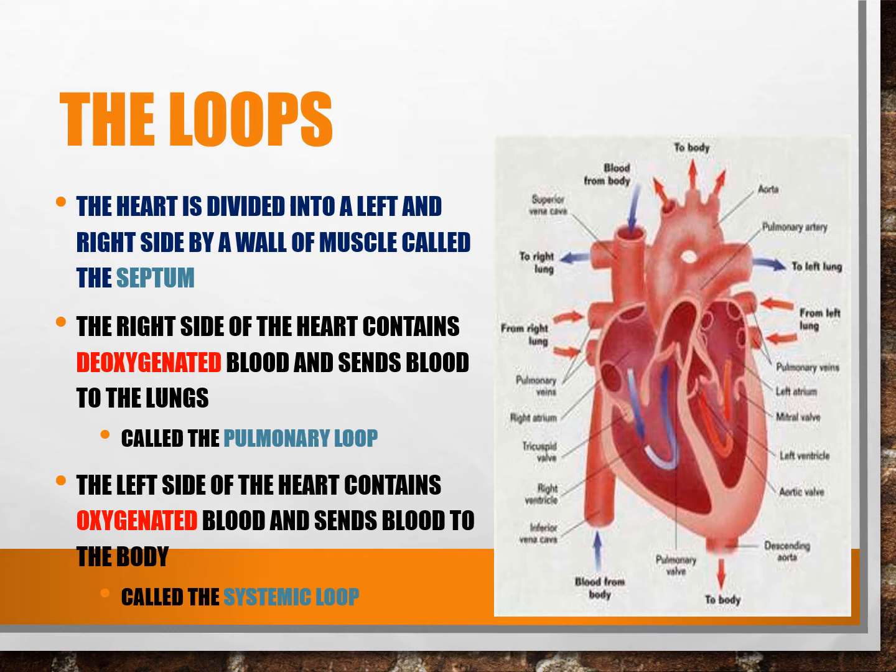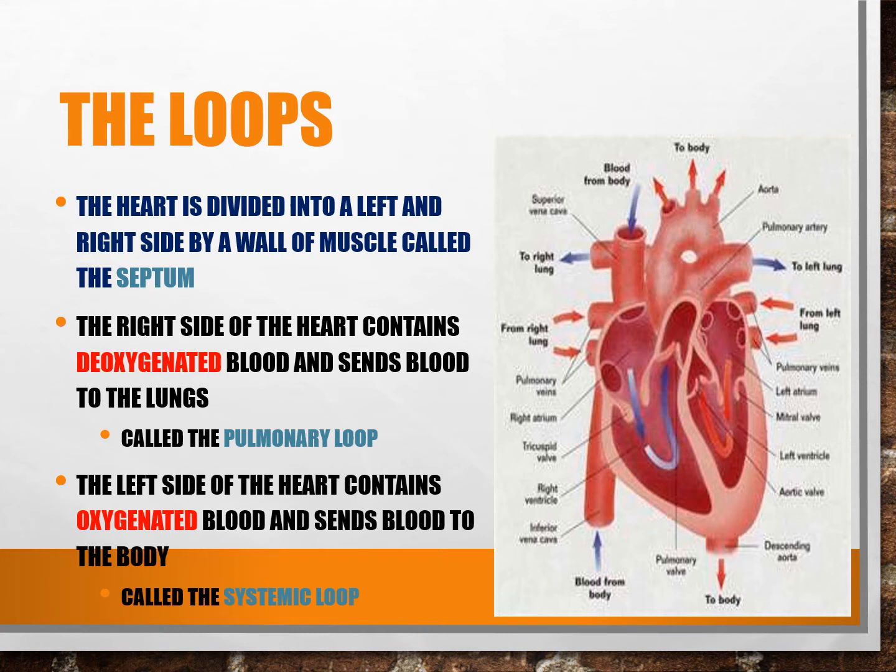So if you were a blood cell, you would go from the right side of the heart to the lungs, to the left side of the heart, to the body, back to the right side of the heart, lungs, left side, body, right side. So it kind of makes like this little figure eight. So this is what we talk about when we talk about the loops. This is the passage that blood takes.